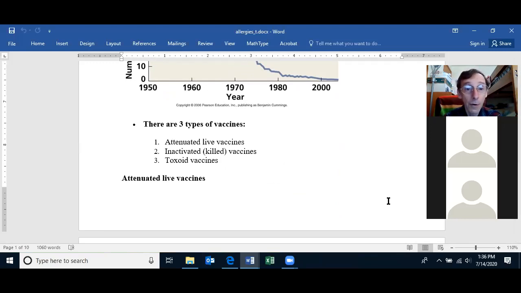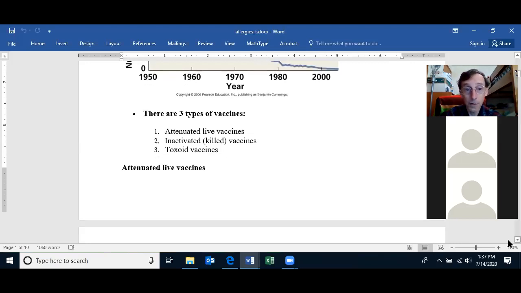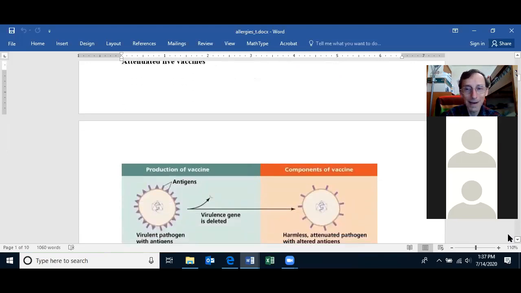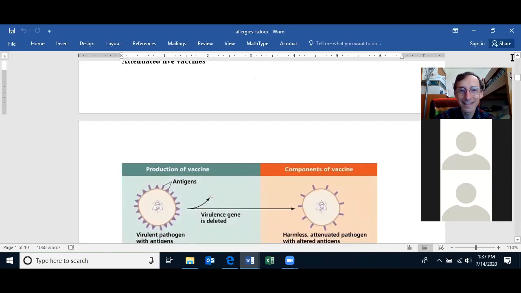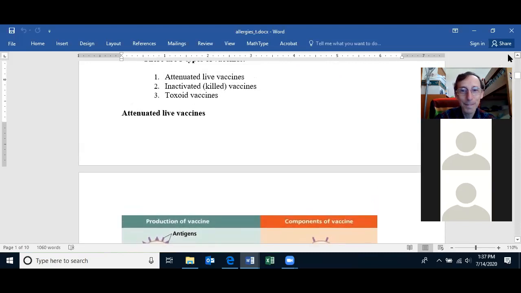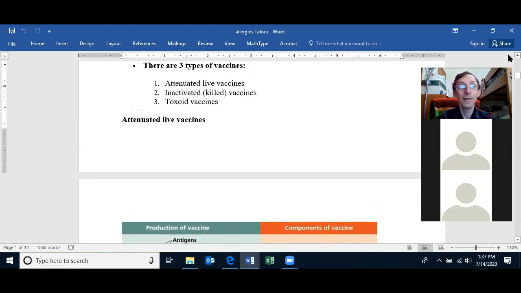All right, there are 3 types of vaccines, and so you have to know each one. There are attenuated live vaccines, there are inactivated killed vaccines, and there are toxoid vaccines. So those are the 3 types of vaccines.